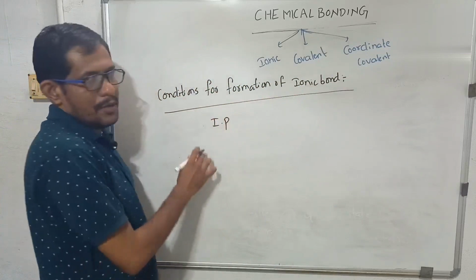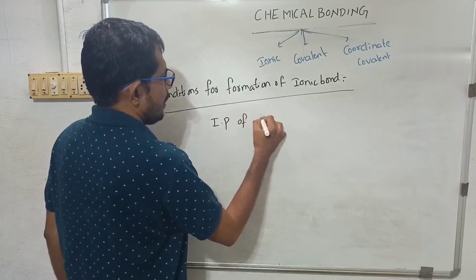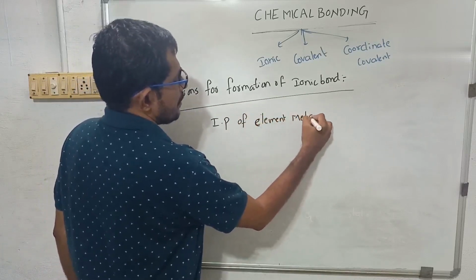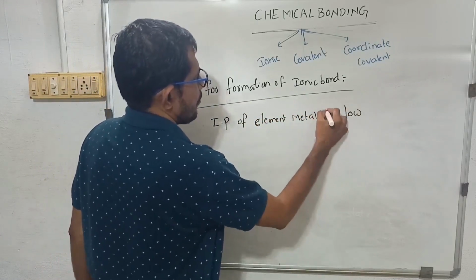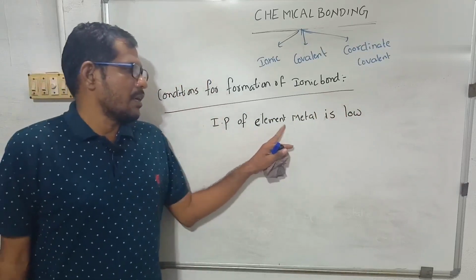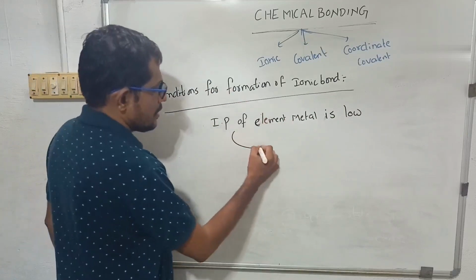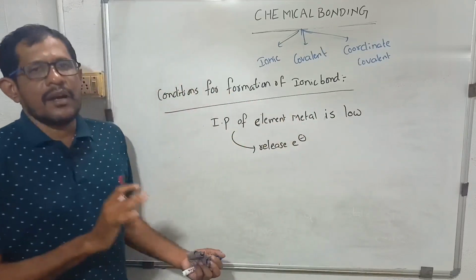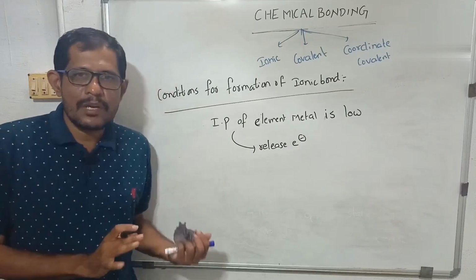Ionization potential. IP means ionization potential of the element, right? Ionization potential of the metal is low. So to form the ionic bond, the ionization potential of the metal is low. If ionization potential of the metal is low, it easily releases electrons, right? So electron transfer happens very easily. What is ionization potential? That I will explain in periodic properties.